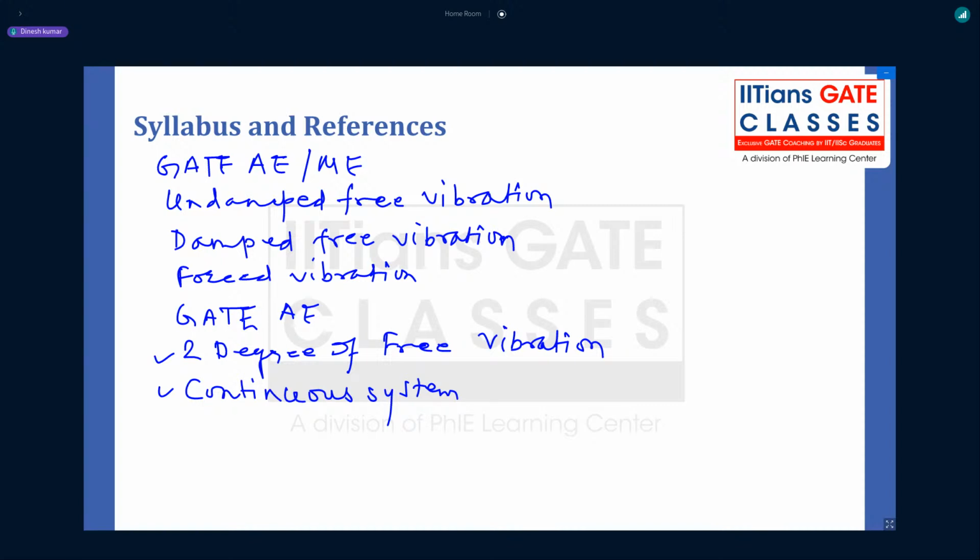Now, what are the references we follow? Guys, we follow strictly two references. One is Mechanical Vibration by S.S. Rao, one of the best reference books. And the second is Mechanical Vibration by Grover. So these two are the references.